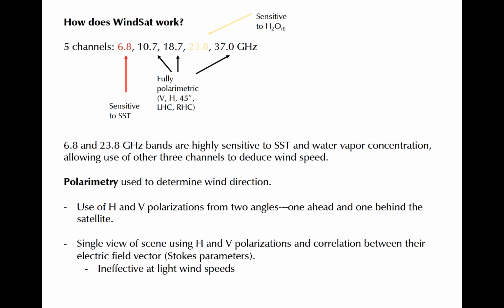Passive observations can be used to determine wind speed in one of two ways. One, by detecting horizontal and vertical polarization from various angles, or two, obtaining a fully polarimetric single view of the scene, which is limited at estimating wind direction where the surface wind is light.